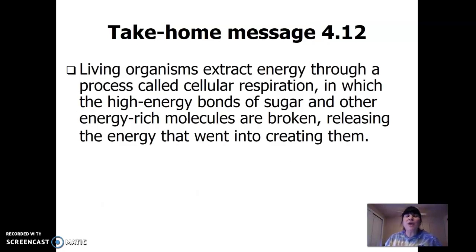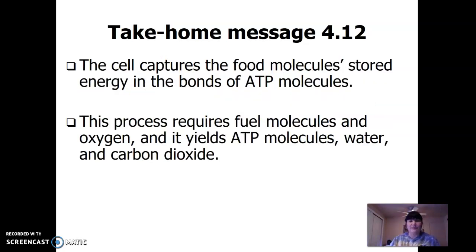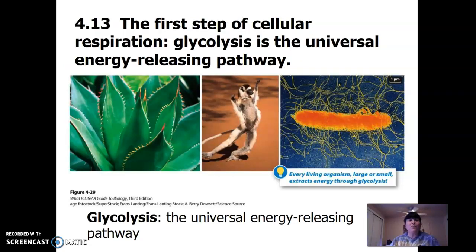So living organisms extract energy through a process called cellular respiration, in which the high energy bonds of sugar and other energy-rich molecules are broken, releasing the energy that went into creating them. The cell captures the energy from the food molecules in the bonds of ATP. This process requires fuel and oxygen, and yields ATP, water, and carbon dioxide. So for humans or animals, taking in O2 and releasing CO2 is helping us break the sugar to make that ATP. The first step of cellular respiration, there are two things that are happening.